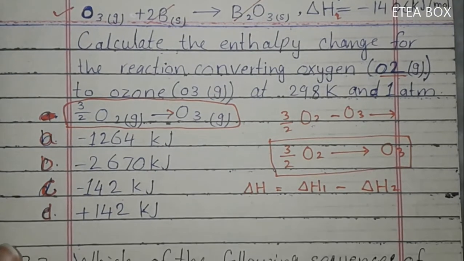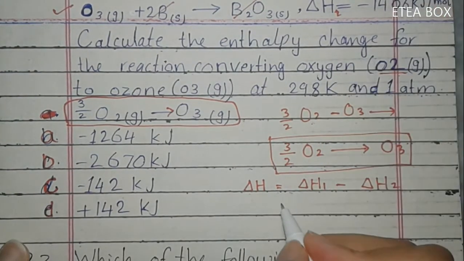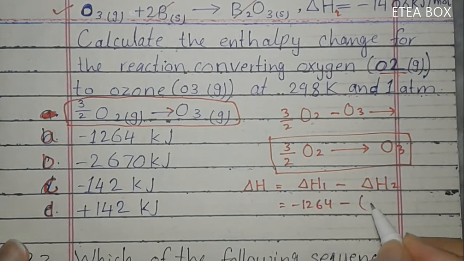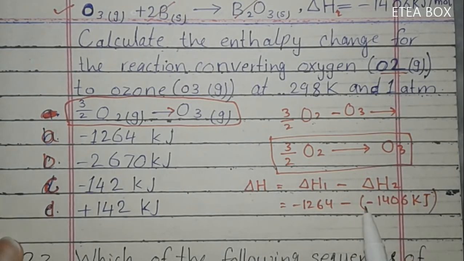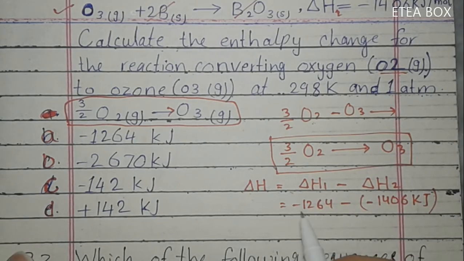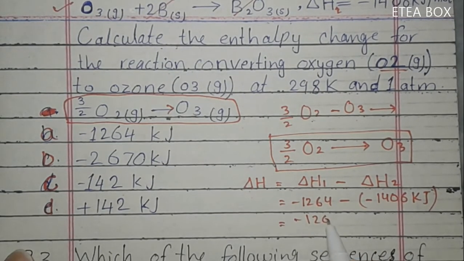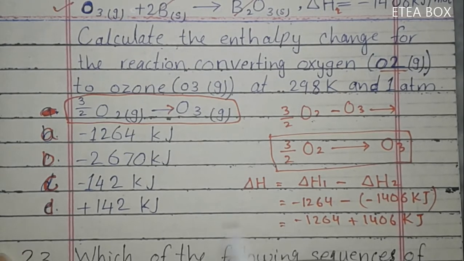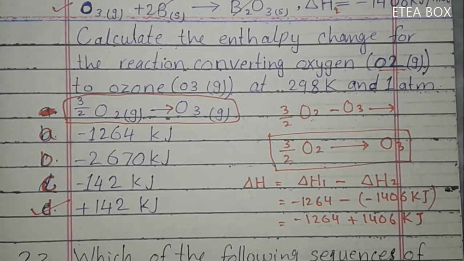Now put this one: minus 1264 kilojoule minus, and minus 1406 kilojoule. Now minus minus will give plus, so it will be minus 1264 plus 1406 kilojoule. When you subtract these two, you will get plus 42 kilojoule as the answer.